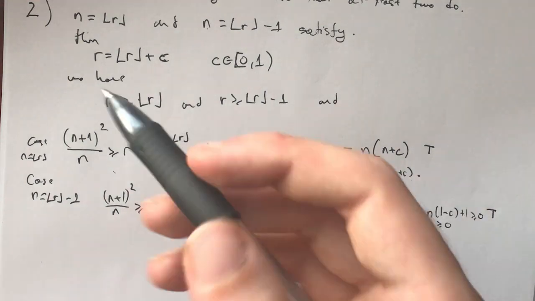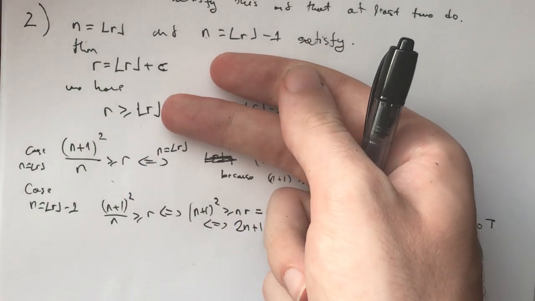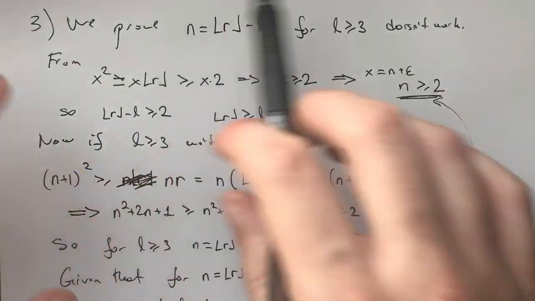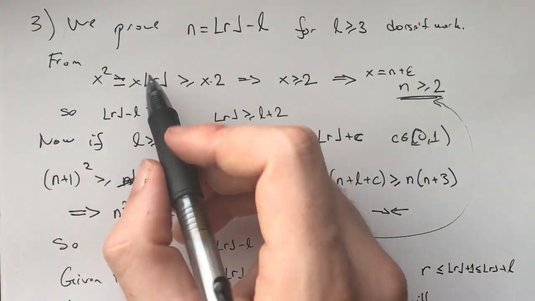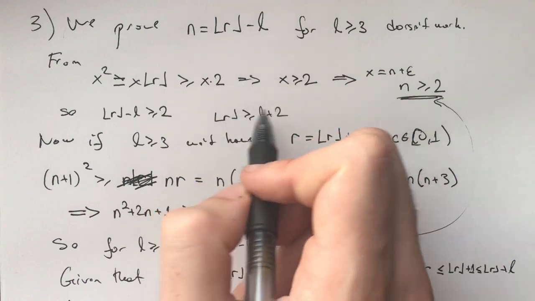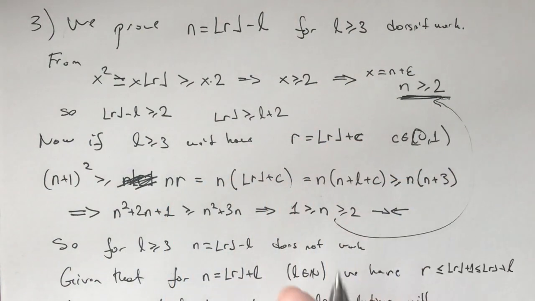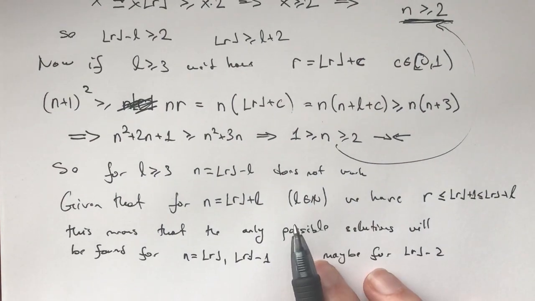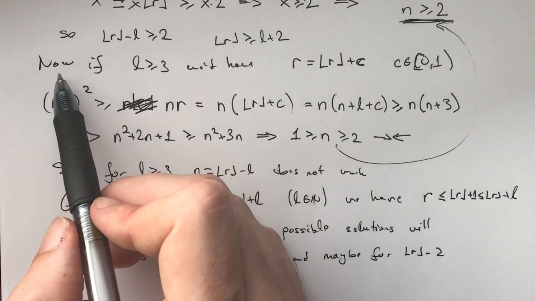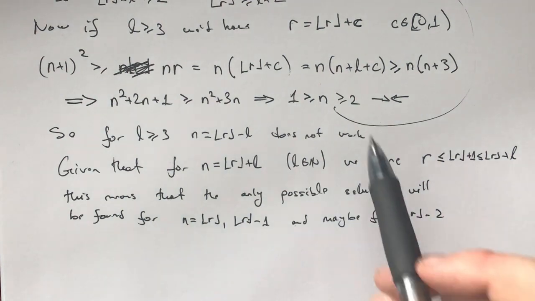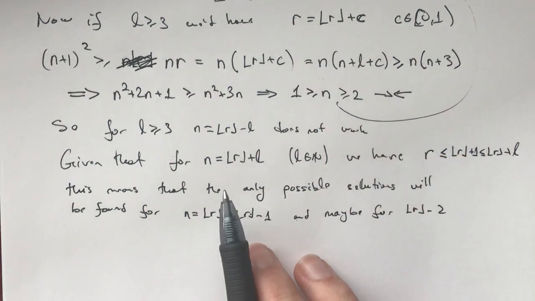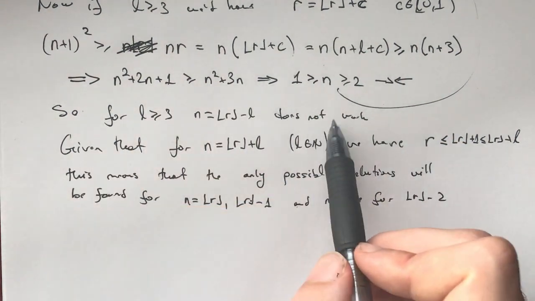And now we move on to our third claim, the final part, which is this. We prove that this never works. We first do this sort of estimate for x, which gives us an estimate that n needs to be greater than or equal to 2. And now with that, we finish up the problem. We get this contradiction if L is greater than or equal to 3, just by doing these estimates. And then this means this doesn't work.